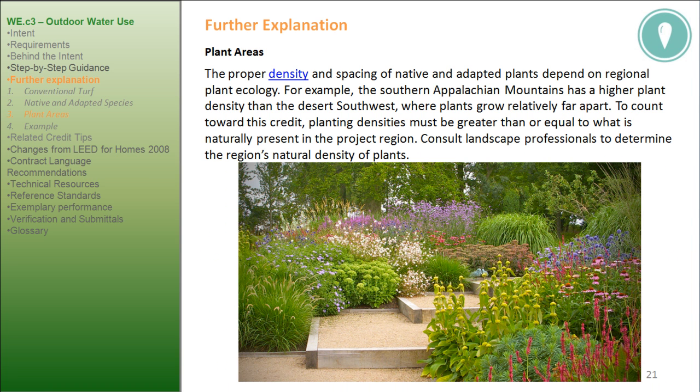Plant areas. The proper density and spacing of native and adapted plants depend on regional plant ecology. For example, the southern Appalachian Mountains has a higher plant density than the desert Southwest, where plants grow relatively far apart. To count toward this credit, planting densities must be greater than or equal to what is naturally present in the project region. Consult landscape professionals to determine the region's natural density of plants.